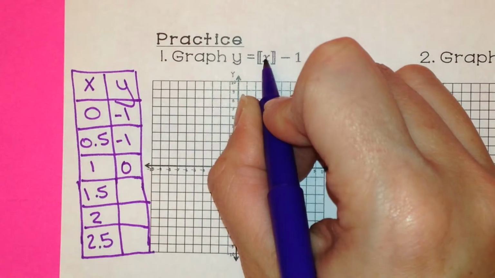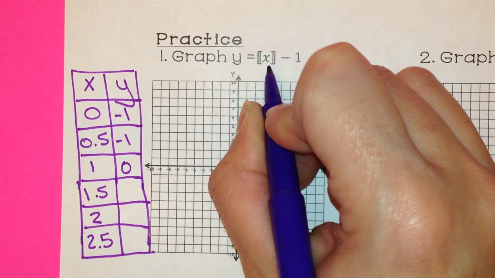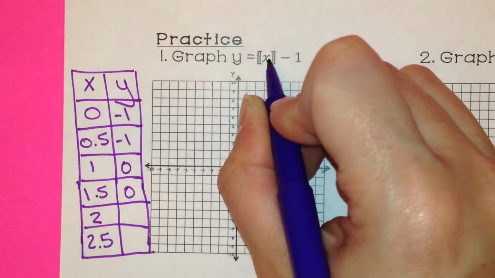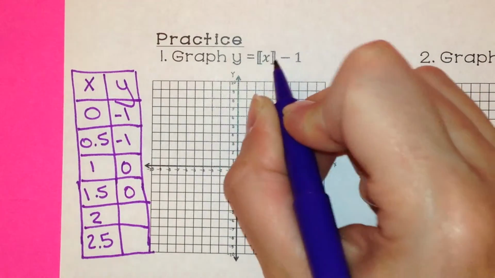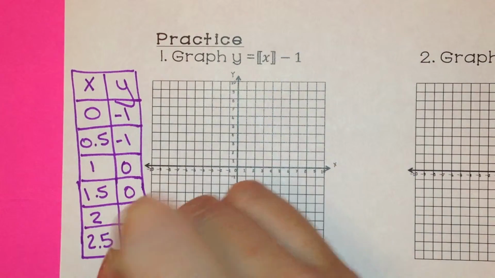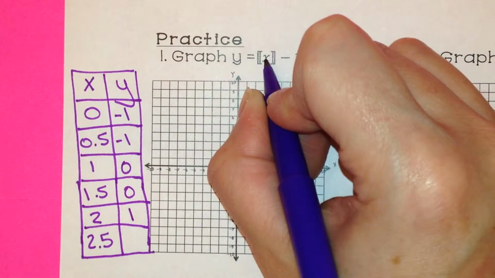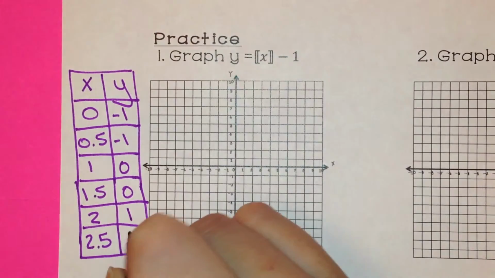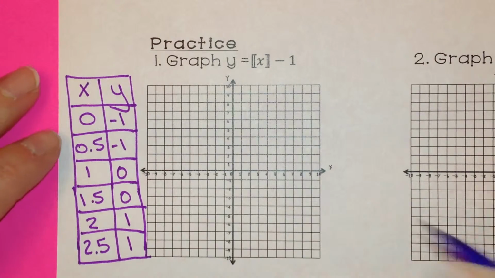Plug in 1.5. Greatest integer of 1.5 is 1. 1 minus 1, 0. Plug in 2. Greatest integer of 2 is 2. 2 minus 1 is 1. 2.5. Greatest integer of 2.5 is 2. 2 minus 1, 1. So then I'm going to graph.